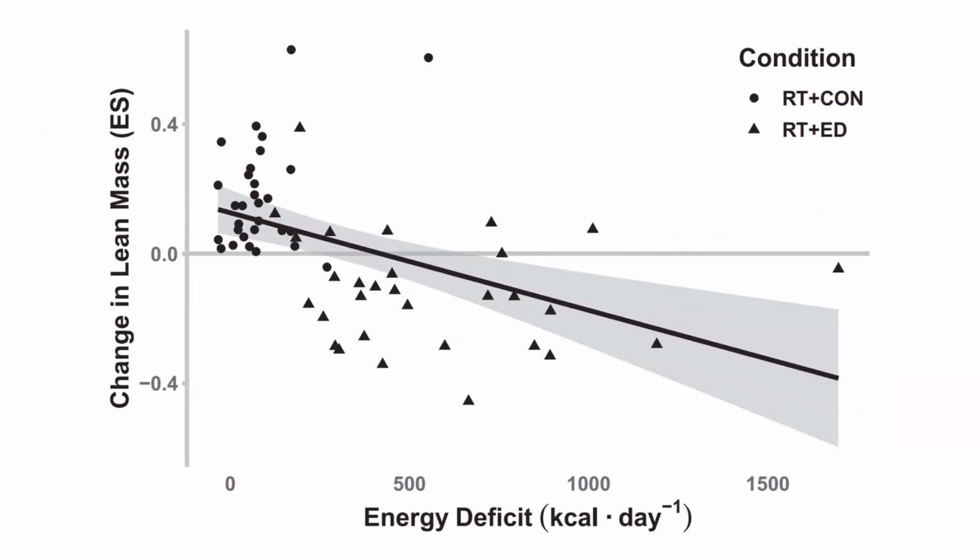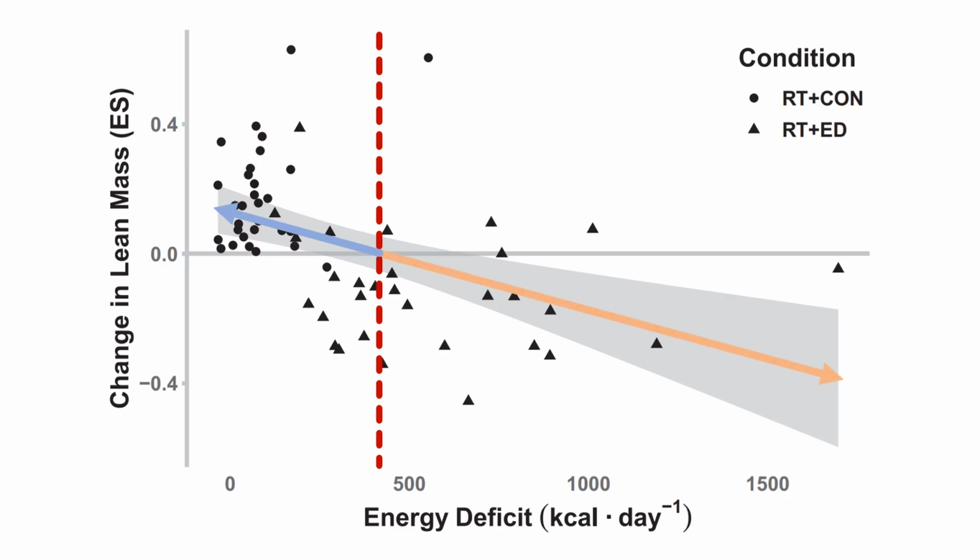Furthermore, the magnitude of the deficit also appears to influence muscle mass changes. A deficit of less than around 500 calories per day on average still seems to permit further muscle growth. However, a larger deficit of more than around 500 calories seems to result in muscle losses.